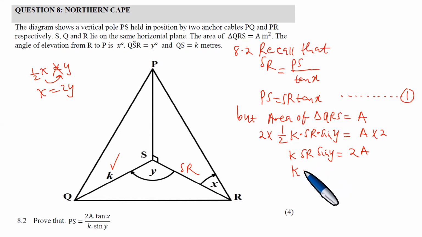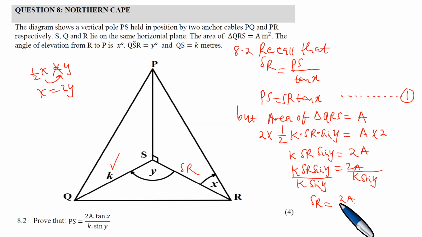So how do we divide? We take k SR sine y, which equals 2a. We divide by k sine y, but whatever you have done on the left must be done on the right. So we divide by k sine y. It means therefore we have SR is equal to 2a divided by sine y. So this is exactly the result we want.